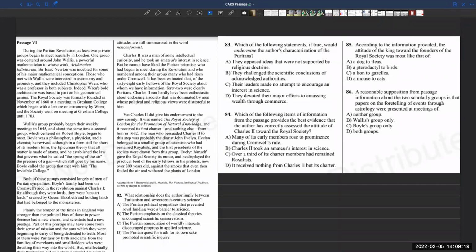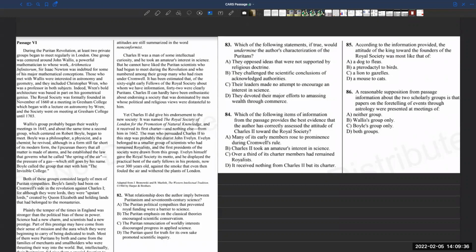The Royal Society was formally founded in November of 1660 at a meeting in Gresham College, which began with a lecture on astronomy by Wren. And the society went on meeting at Gresham College until 1703.